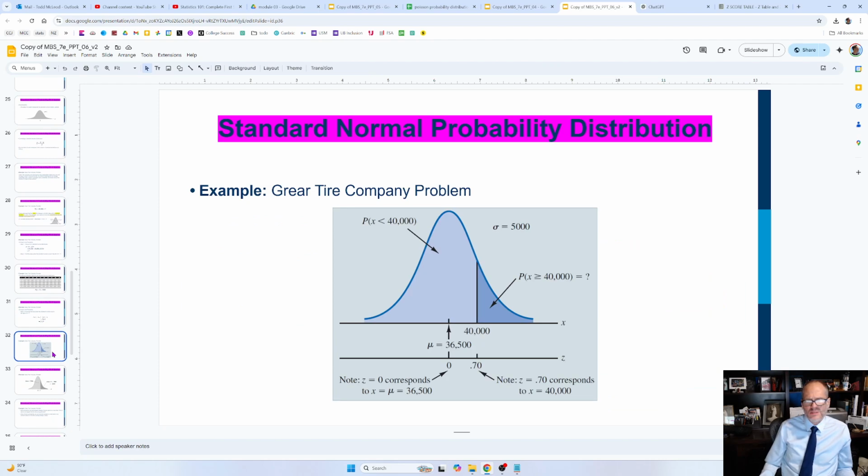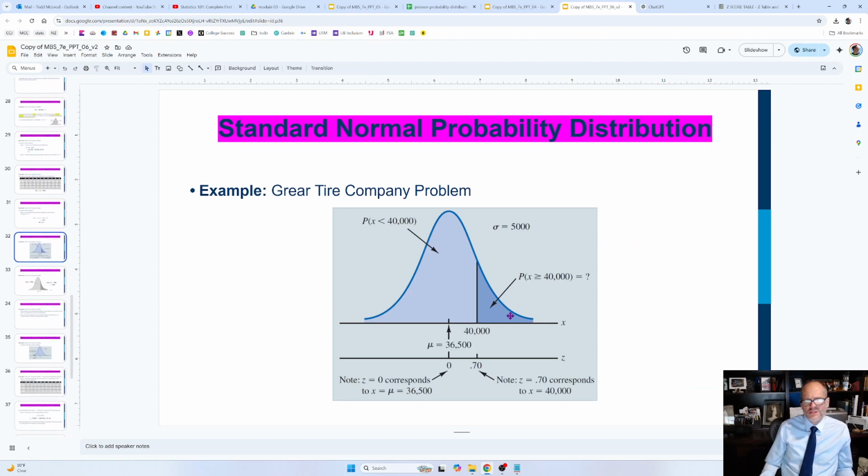All right, and so here's a picture of that. The picture shows here is our mean of 36,500. And here's this data point at 40,000. And when we do our z-score, this is like z0 corresponds to that. And so this is like doing standard normal. So I guess z-score kind of equates everything to 0 for us. Because here we're dealing in like 0.7, right? So I don't quite get it, but whatever.